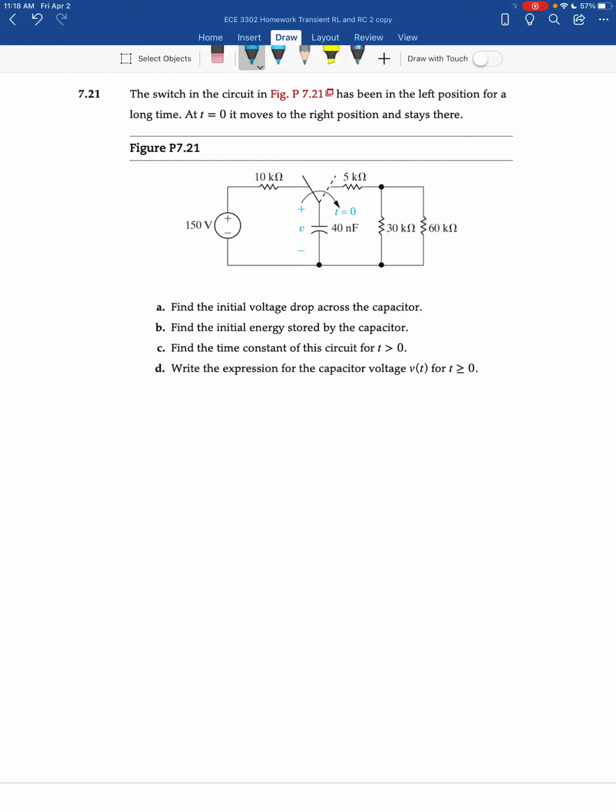Now, capacitor problems are a little bit different because under DC conditions, capacitors look like open circuits. And the other thing that you do in a capacitor problem is, like in the previous problems where we had to solve for inductor current, in a capacitor problem we have to solve for capacitor voltage. So we do this the same way. We look at the t less than 0 circuit. That'll be 150 volts.